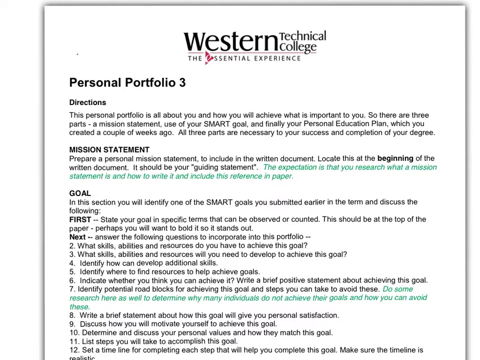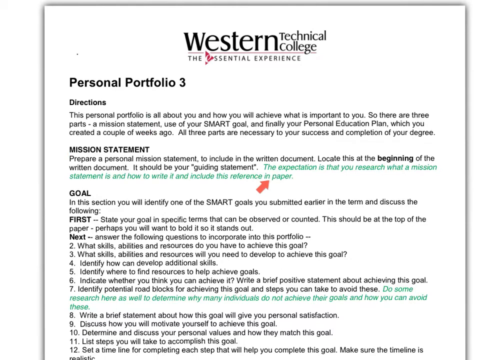What you see in front of you are the directions for it. Basically, it's saying this is a portfolio all about you. You're going to be using a SMART goal. And then it goes down and breaks down the sections that you need to be looking at. So the first one was a mission statement, and it said the expectations right here in green.